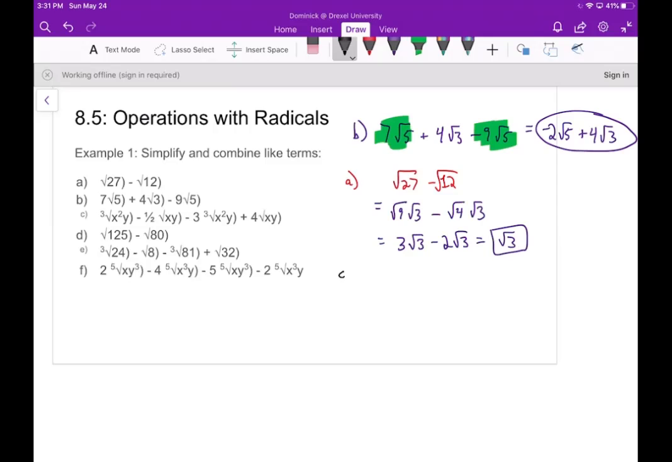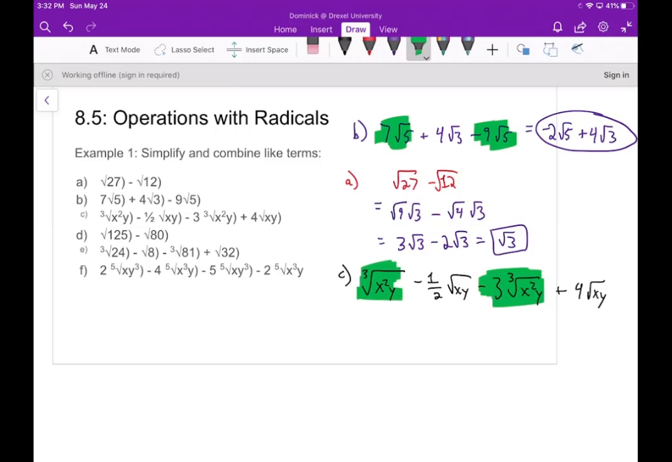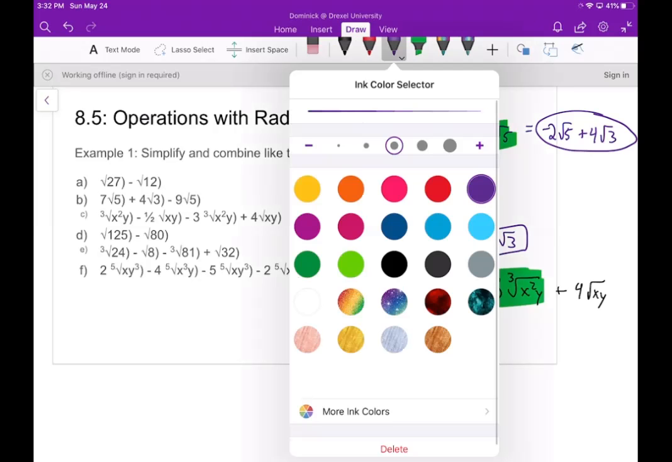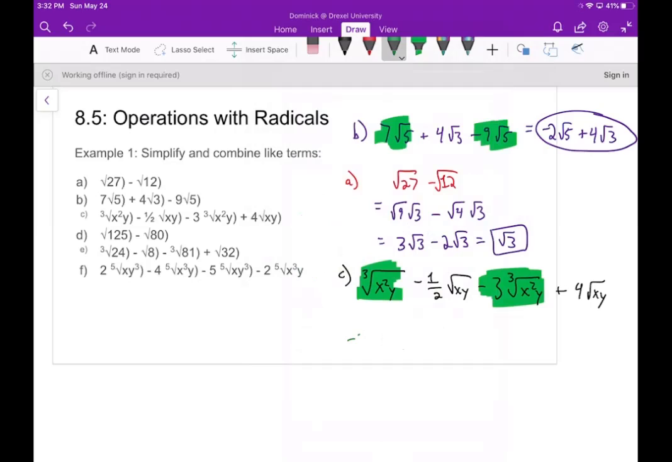So part C is cube root of x squared y minus 1/2 square root of xy minus 3 cube root of x squared y plus 4 square root of xy. Now these are nice and simplified already, right? So if we look at our two cube roots, we have a 1 minus 3. So this is going to give us a negative 2 cube root of x squared y.